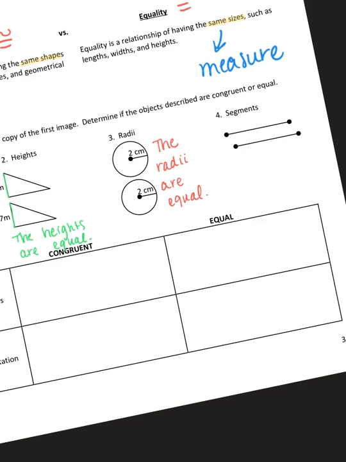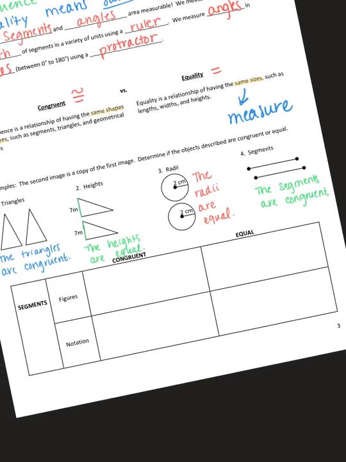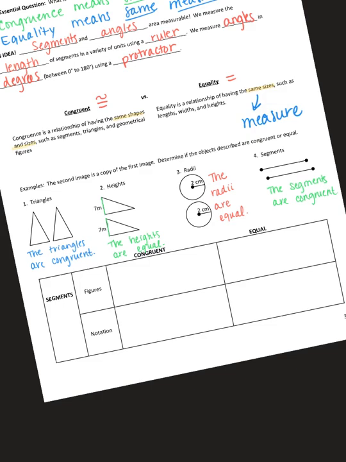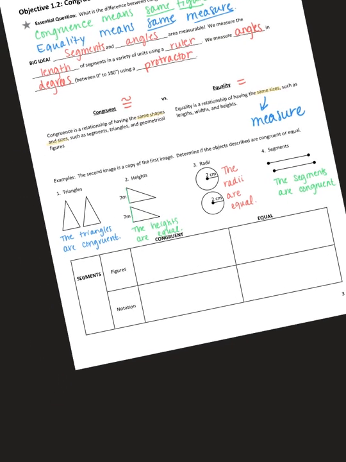Okay. And in number 4, we have 2 segments that are the same, and we don't have any kind of length or measure, so we would say the segments are congruent. Okay, so that's the idea behind congruence versus equality. So congruent figures are the same, and equal figures means that they have a measure that is the same. Okay, so new vocabulary for you.